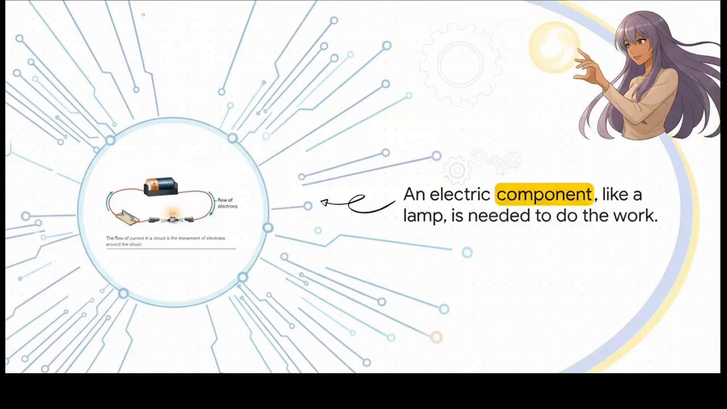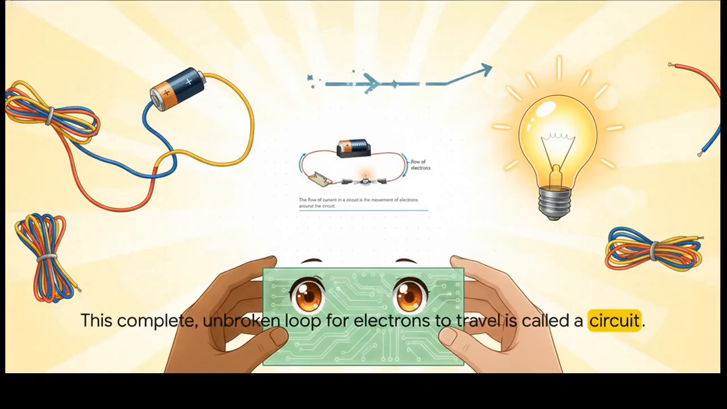But what's the point of a highway if it doesn't lead anywhere useful? The current needs a job to do. And that's where a component, like this lamp, comes in. The magic happens when the flow of electrons passes through it, causing it to light up. So when you connect all these parts together, the battery, the wires, and the lamp, so that they form one complete unbroken loop, you have officially built a circuit.